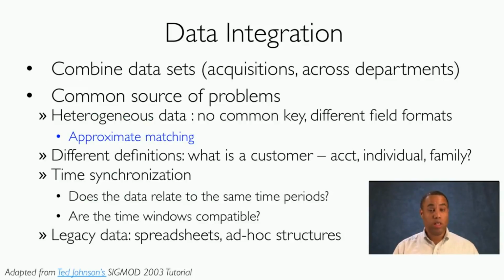Now, data quality issues can also be introduced during data integration, when you're combining data sets that you've acquired or have collected across departments. This is a very common source of problems because oftentimes you have heterogeneous data. There might not be a common key, or there may be different field formats. In this case, you may have to apply a technique called approximate matching. There may also be different definitions of what is a customer. In one data set, it may be an account. In another data set, it might be an individual. In a third data set, it might be a family.